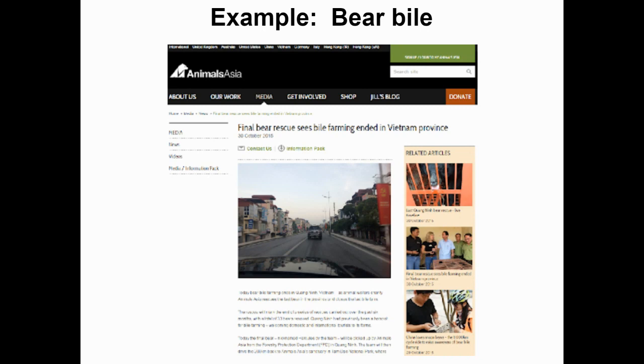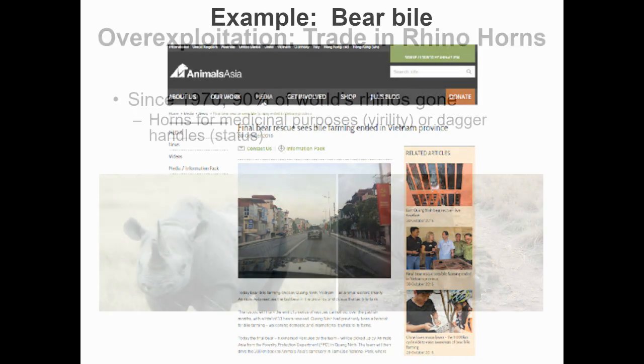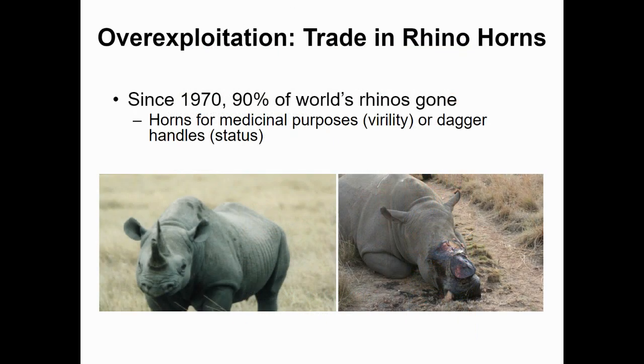Some articles here about bio-farming ending in Vietnam. One that we've all heard of, I think, is trade in rhino horns. Since 1970, 90% of the world's rhinos are gone from our planet. The horns are supposedly used for medicinal purposes and for status.